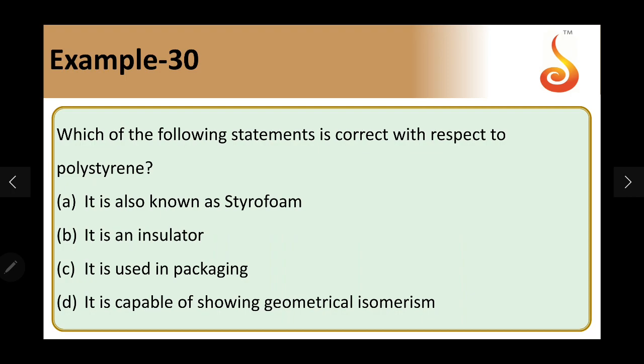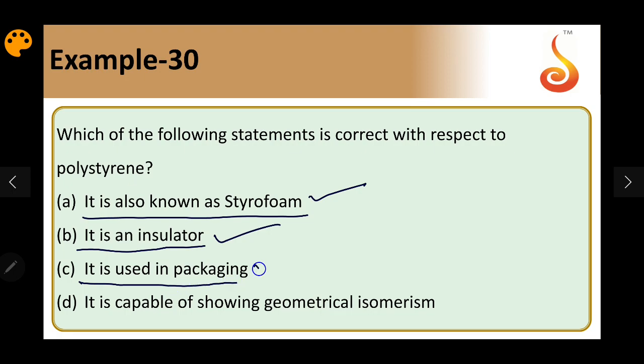Question 30. Which of the following statements is correct with respect to polystyrene? Polystyrene is used in packaging. It is also known as styrofoam, in the form of thermocol, right? It is a correct statement. It is a perfect insulator, which is also correct. Used in packaging, that's also fine. Capable of showing geometrical isomerism, because the double bond is no more existing in polystyrene.